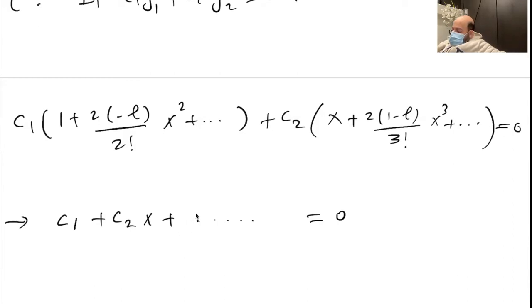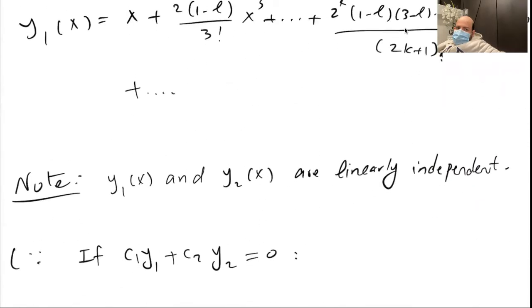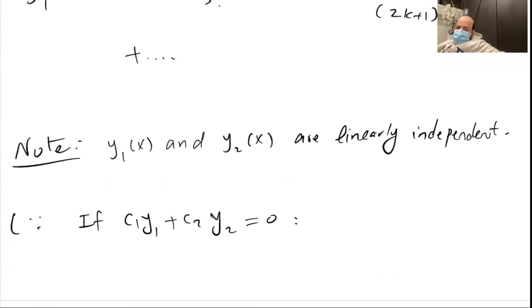So by comparing the coefficients, we can say that c1 must be 0, c2 must be 0, and that's all I need. I want to say that c1 and c2 are 0 in order to be able to conclude that y1 and y2 are linearly independent. I just need to say c1 and c2 are 0. Here, this c1 and this c2 must be 0.